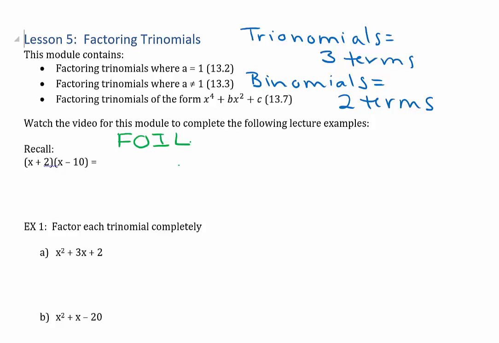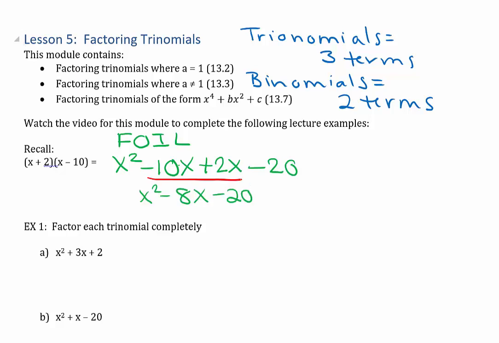So if I want to multiply x plus 2 times x minus 10, some of you might have learned this FOIL acronym. It stands for first, outer, inner, last. But basically, it's just reminding us that we have to distribute every possible combination of terms. In other words, we multiply the first two x's together to get x squared. The outer terms, x times negative 10. The inner terms, 2 times x. And the last terms, 2 times negative 10. Finally, we can combine the like terms. Minus 10x plus 2x is minus 8x.